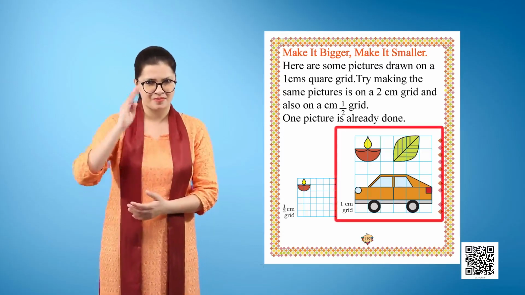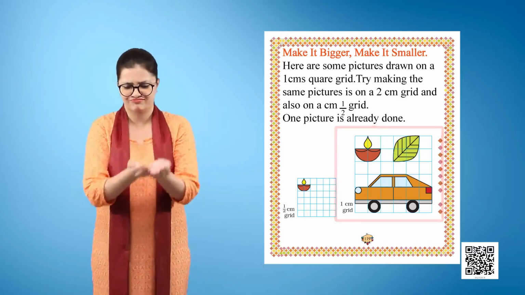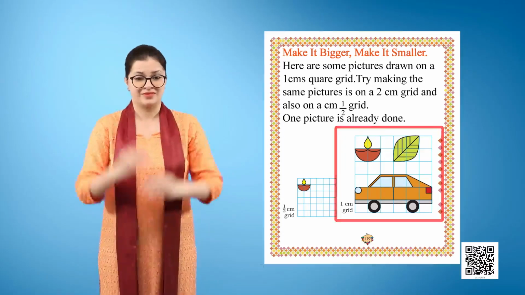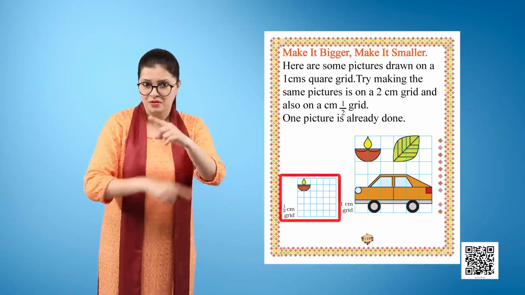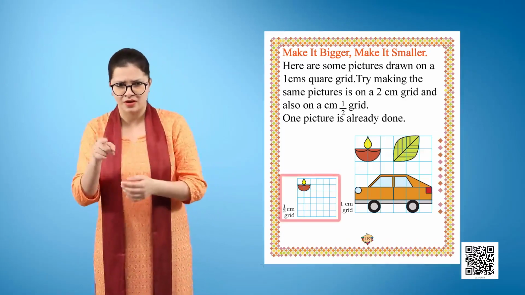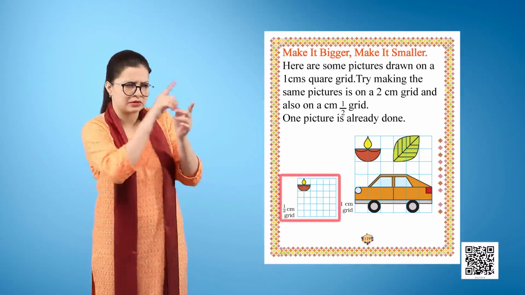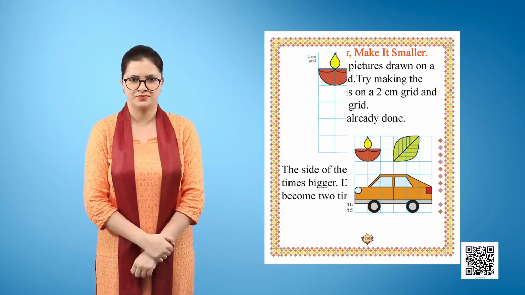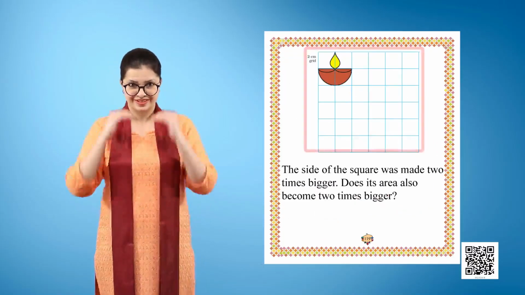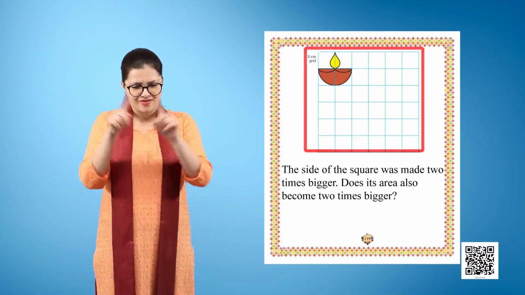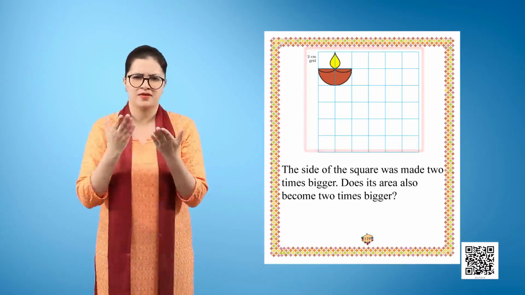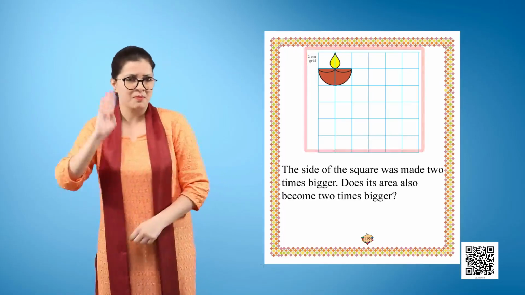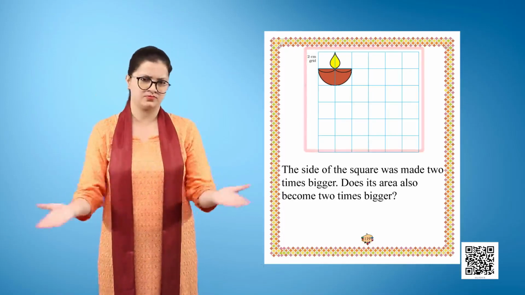Next to this, we see in the right corner a picture of a car, a diya and a leaf drawn on a 1 centimeter square grid. Next to it, on a half centimeter grid, the same picture has been drawn already for you. Below that, we see a 2 centimeter grid on which the diya has already been drawn. Now you are supposed to draw the vehicle and the leaf in both these grids.